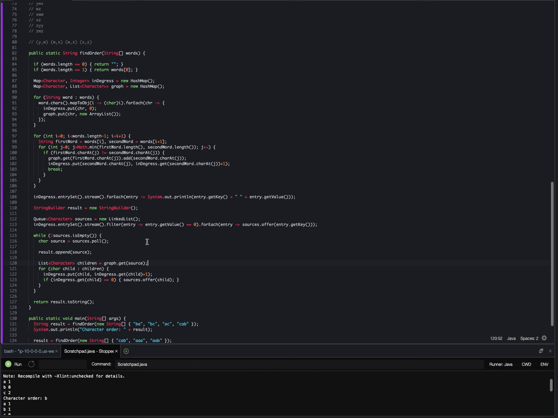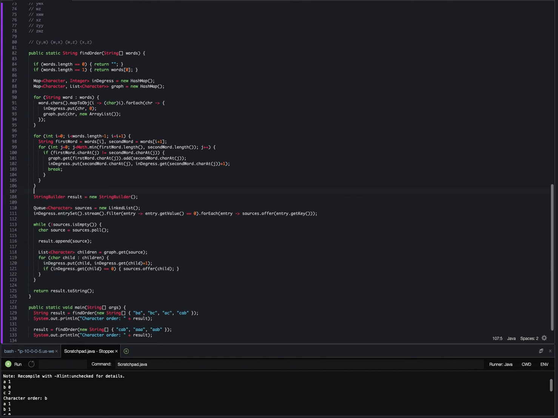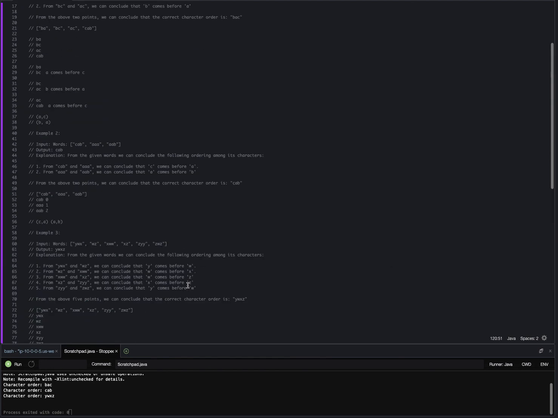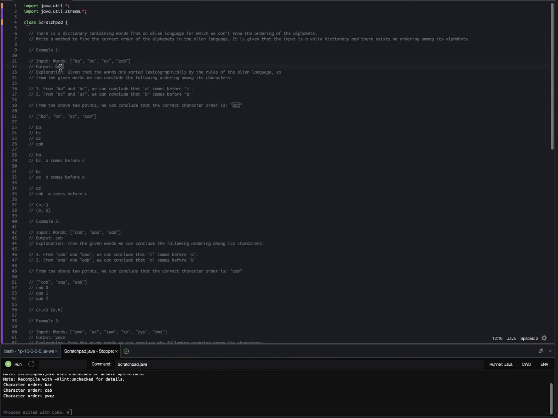What else? Right. So now let's see. The result we are getting is wrong though, I think. So for character order we are just getting B, which is the first one, but nothing after that. And ah, sorry, so this should be -1, right? Because we're taking out an in-degree, not adding one.